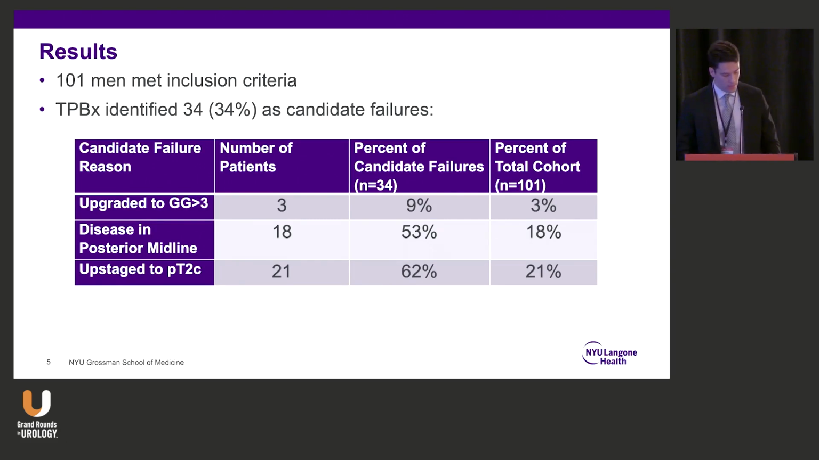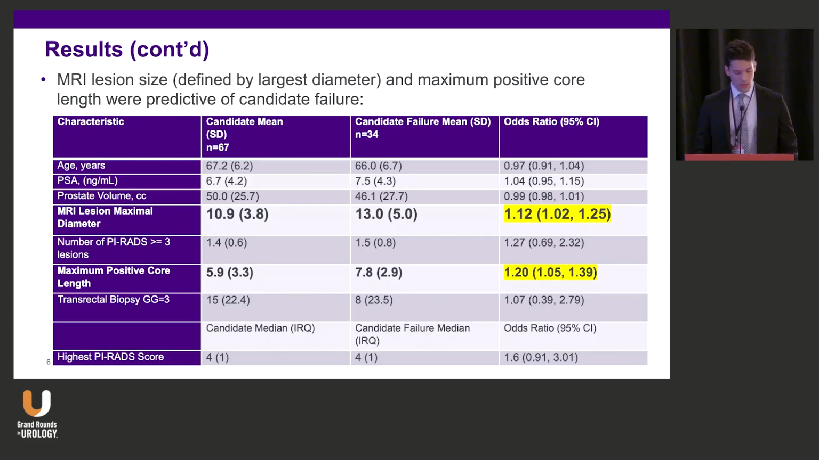101 men met the inclusion criteria, and of those, 34 were defined as candidate failures. 3 upgraded to Gleason grade group 3 or greater, 18 had disease in the posterior midline zone, and 21 were found to have contralateral Gleason grade group 2 or higher disease that was not initially visible on MRI. On logistic regression, the only 2 factors that were predictive of candidate failure were MRI lesion size, which was measured by the largest cross-sectional area, and max cancer core length. The other characteristics that we analyzed were not predictive of candidate failure.